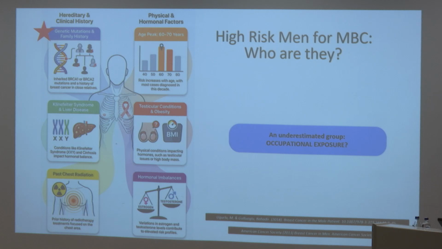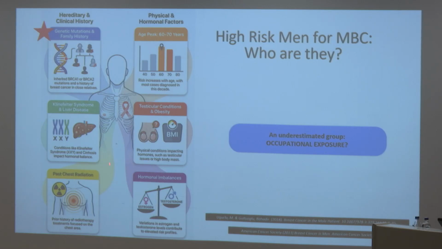Anyway, we all know that the high-risk group is the healthy man who has a BRCA1/2 mutation. So we call them the real high-risk group. But in the literature, there are some groups that we underestimate. These are all elderly men. We can't call them the high-risk group, but these are the risky groups, with Klinefelter syndrome or cirrhosis. And also, if they have any history of chest radiation, we know that these men are at risk to develop breast cancer.